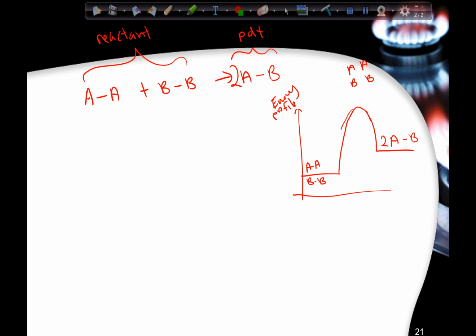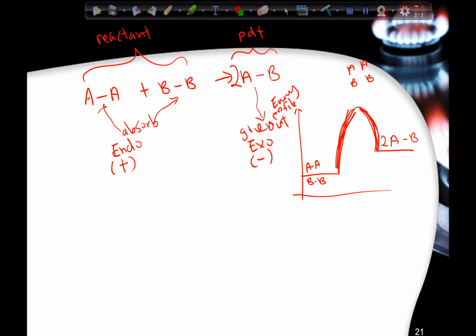During the process of gaining energy over here, energy is being absorbed. When energy is being absorbed, this is an endothermic process, which has an enthalpy change of a positive sign. Over at the product end, in order for them to form, energy needs to be given out. So this must be an exothermic process, denoted by a negative sign.